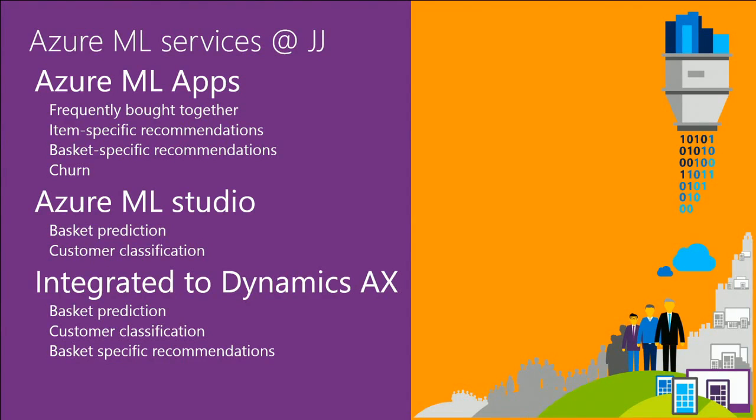So what we've done with JJ is we have 4 Azure ML apps, and we built some specific models for them using Azure ML Studio. And then we have integrated some of these services to Dynamics AX. Now, when I do the demo, I'm going to show the frequently bought together. So how many are familiar with the frequently bought together? Right, so almost everybody. If you go to Amazon.com, if you buy something, you will always have these. If you buy a computer, they'll suggest you to buy a mouse and things like that. So that's frequently bought together, more or less.